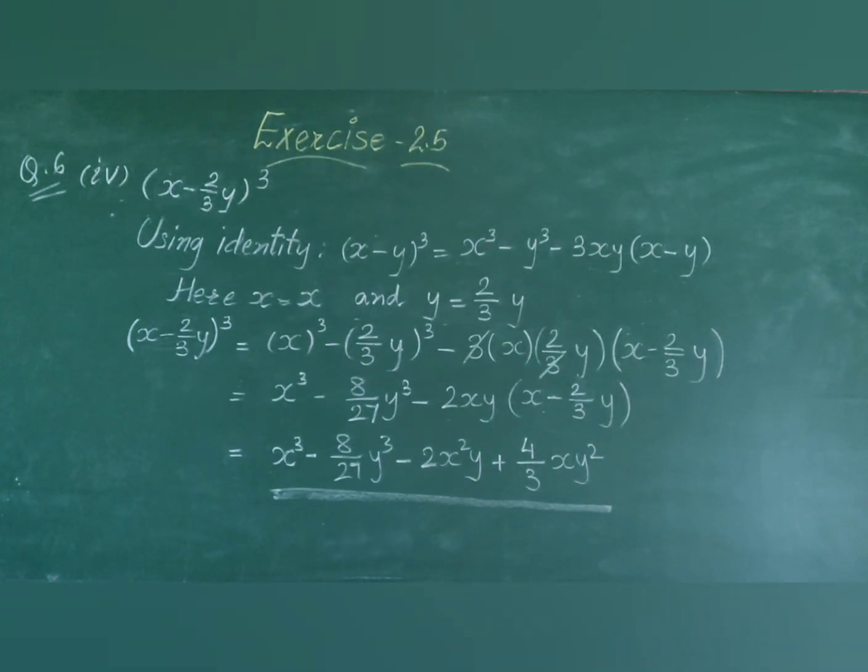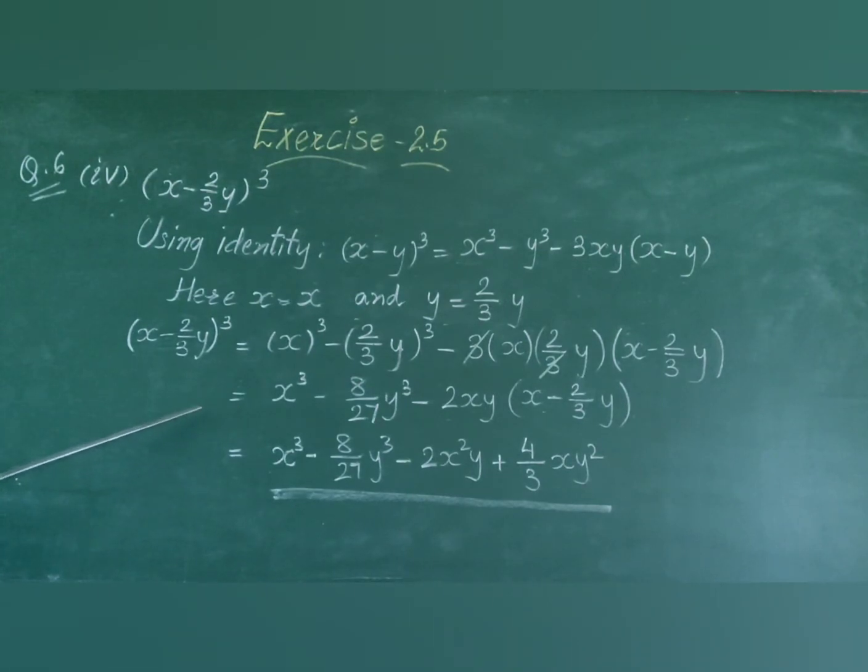And inserting the values in the identity, we get (x minus 2 upon 3y) whole cube equal to x whole cube minus (2 upon 3y) whole cube minus 3 into x into 2 upon 3y into (x minus 2 upon 3y). That is equal to x cube, because cube of x is x cube, minus 8 upon 27 y cube, cube of 2 is 8 and cube of 3 is 27.